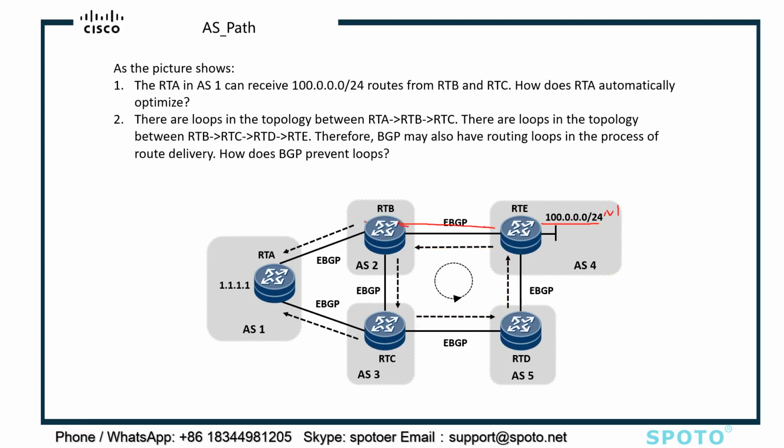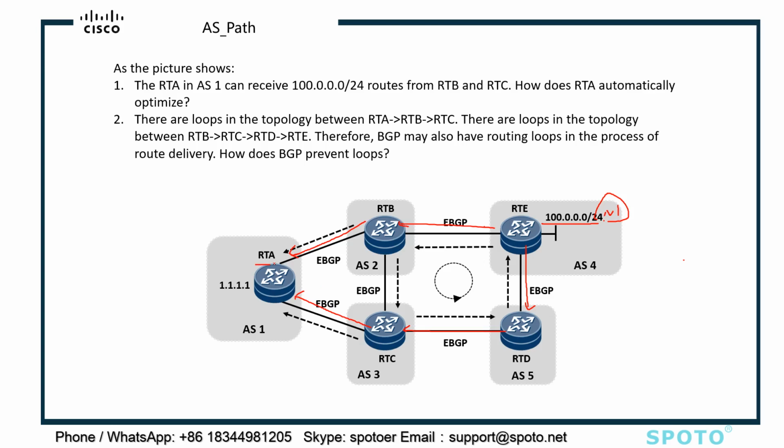For this network segment, RTE sends it to B, B sends it to A, and also E sends it to D, D sends it to C, and C sends it to A. In this situation, RTA can receive these two routes from RTB and RTC, but actually the destination is the same. So how can RTA select the better path?